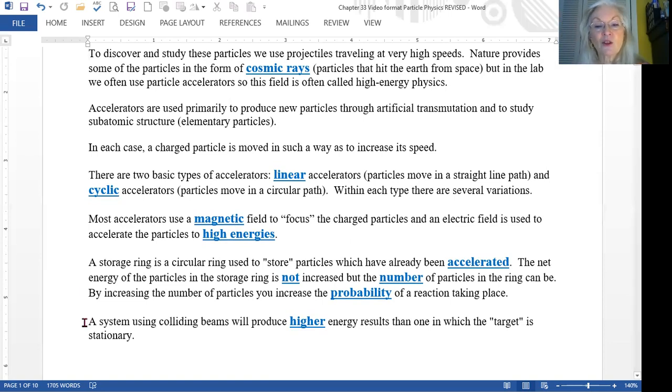You can also use colliding beams. And in this instance, what you do is you produce higher energies. So think about conservation of linear momentum. If you have a car sitting still and something slams into it, momentum is conserved and you get one result. If you have your same car slamming into another car and it's a head-on collision, there's more net energy involved because both particles are moving. So with colliding beams, you have higher energies because there is no stationary target.